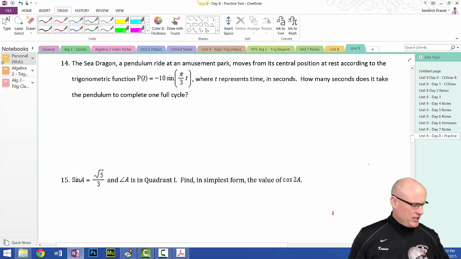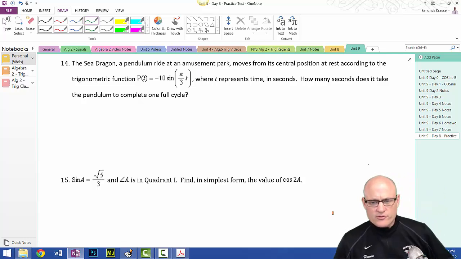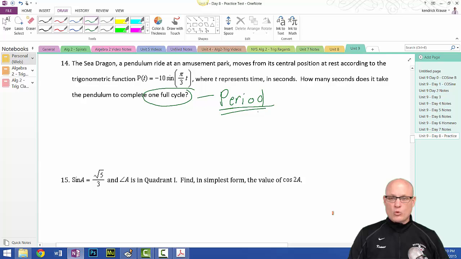Let's see. The Sea Dragon pendulum at an amusement ride moves from its center position, resting according to this pendulum, where T represents time in seconds. How many seconds does it take for the pendulum to complete one full cycle? Now, you should know that one full cycle really means, what's the period? That's all we're looking for. What's the period? And I know that to be 2 pi over b. And if I look, there's b. And that's why this problem's complicated, because I got a weird b.